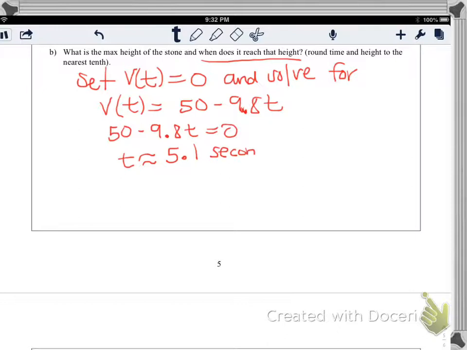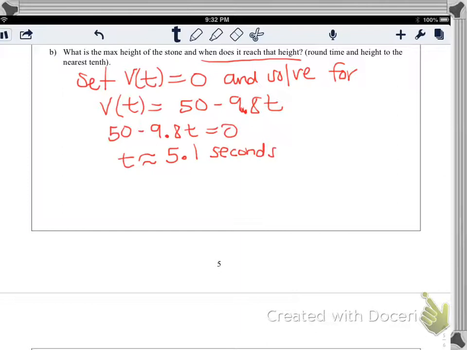Make sure you're checking to make sure you get these, because I could have made a mistake on purpose, of course. But no, make sure you check my answers, okay? So t is about 5.1 seconds. And that tells us when it's going to reach. So that's telling us, okay, when we throw it up in the air, after 5.1 seconds it's reaching that height, and then it's going to come back down.